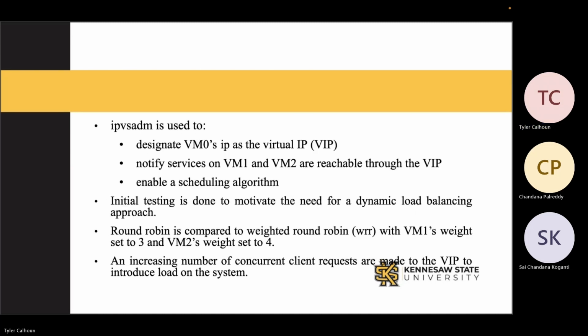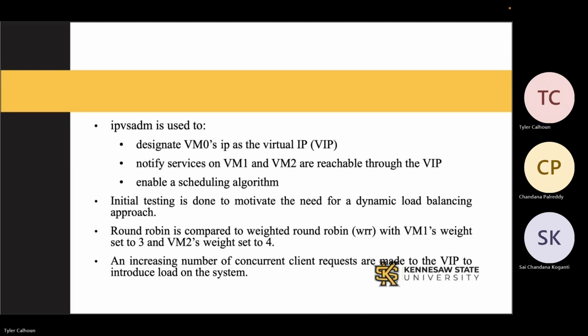We use a tool called IPVS ADM to configure the Linux virtual server. And we designate VM0 with a virtual IP, and we configure VM1 and 2 to be reachable through the VIP. And this also allows us to choose a scheduling algorithm like round robin or weighted round robin.